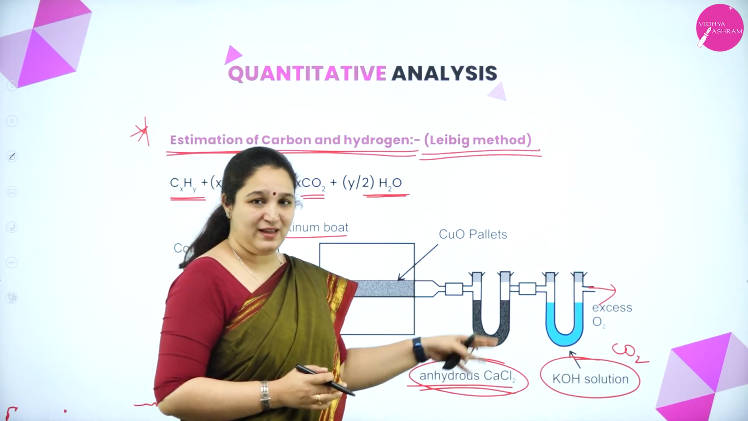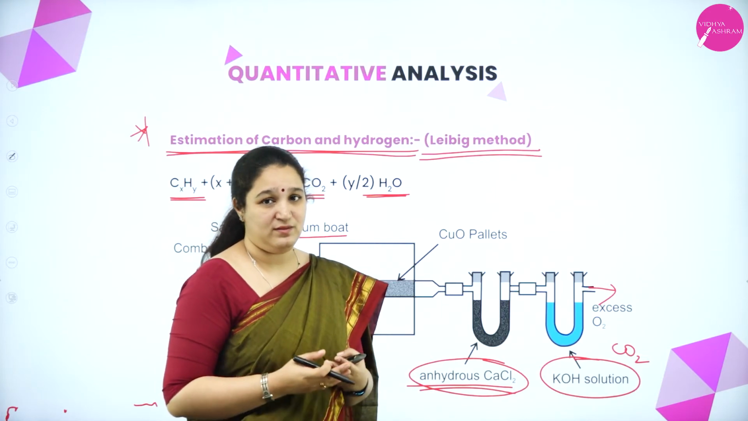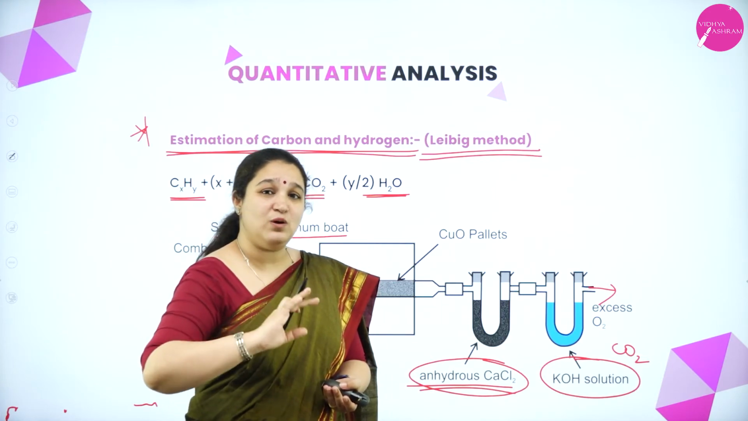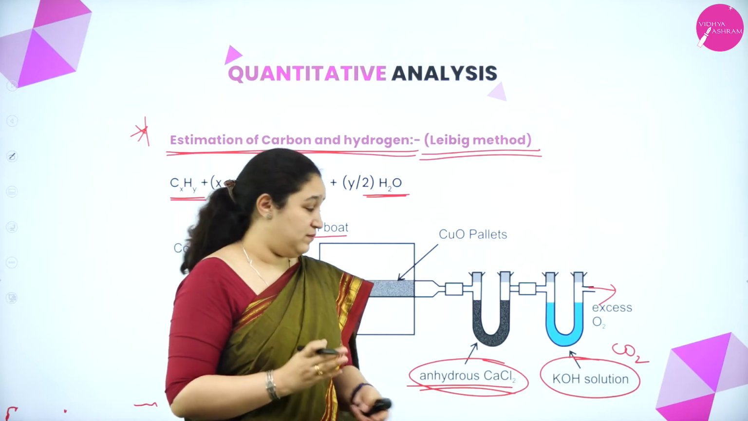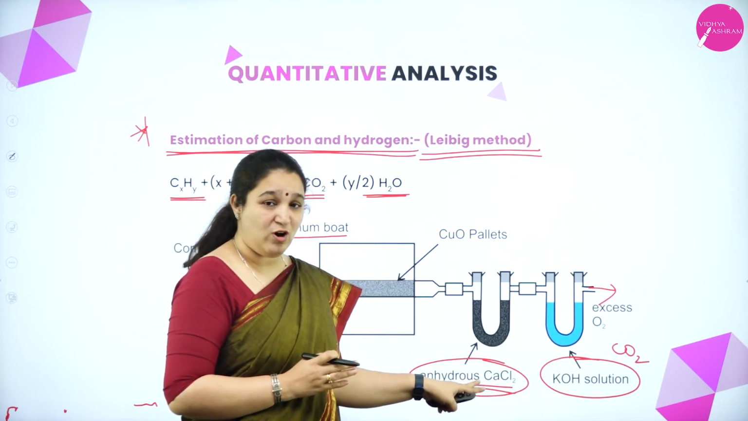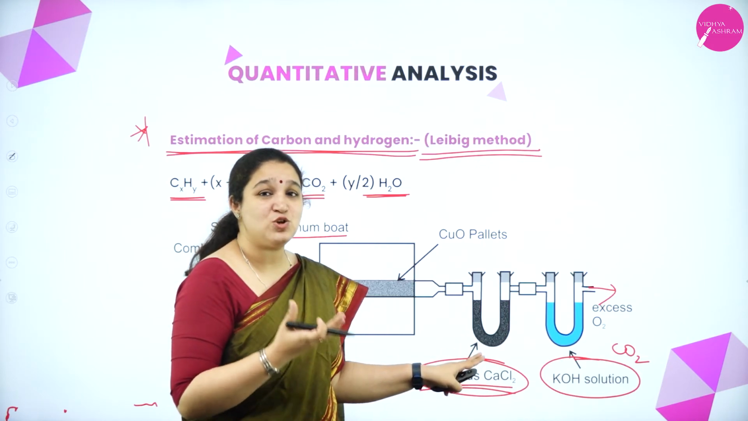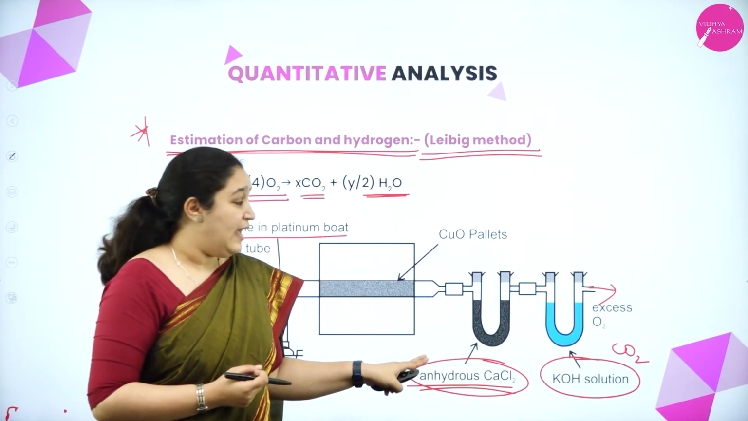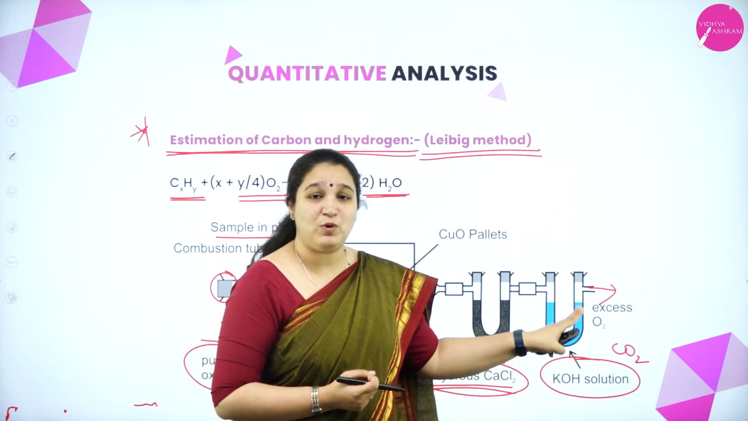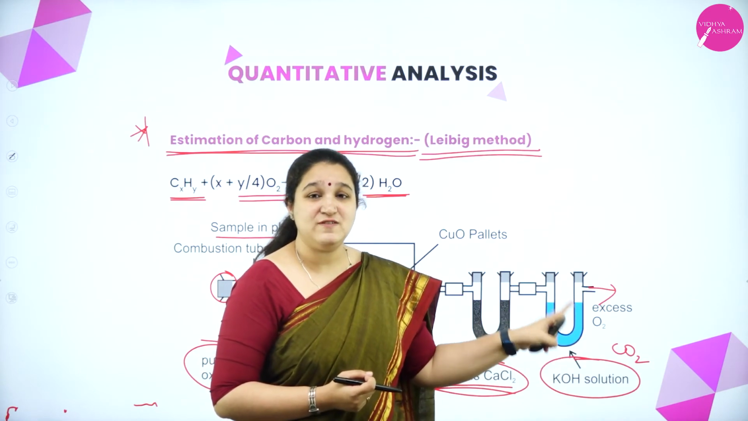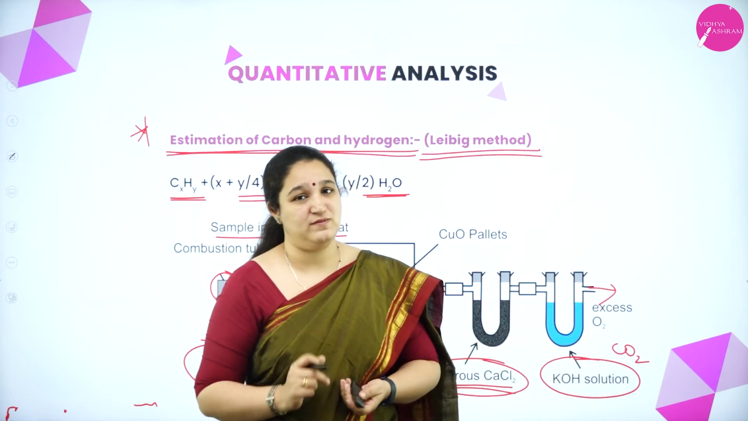Then we take the U tubes and weigh them again. The difference in the weight of the anhydrous calcium chloride tube gives us the mass of water which is formed, and the difference in the weight of the potash solution tube gives us the mass of carbon dioxide which is formed.